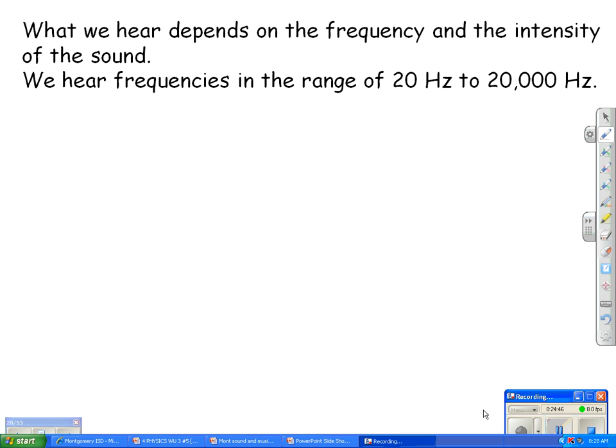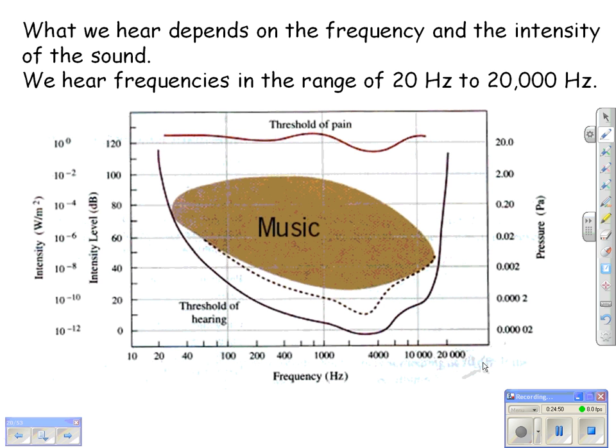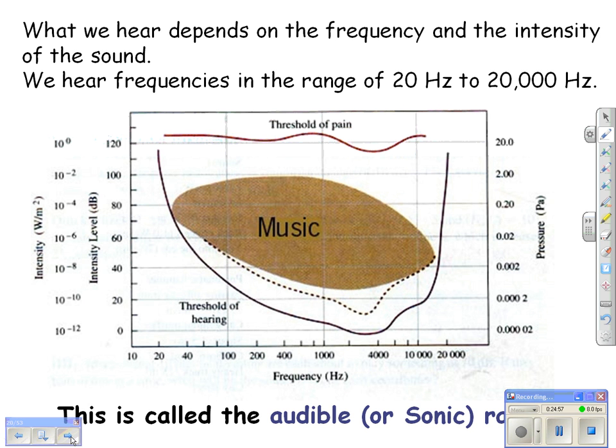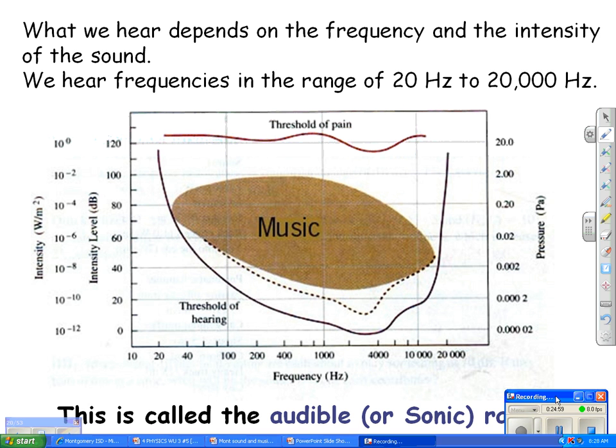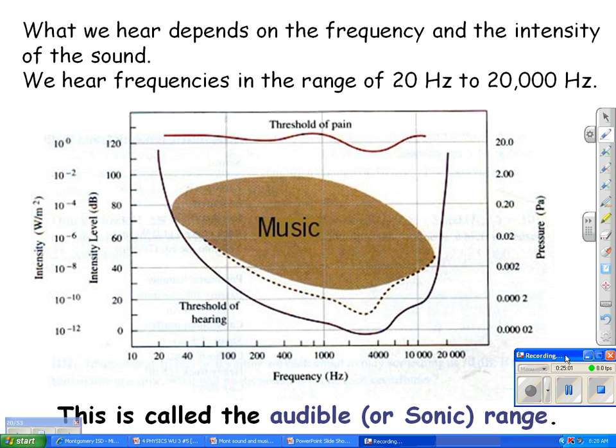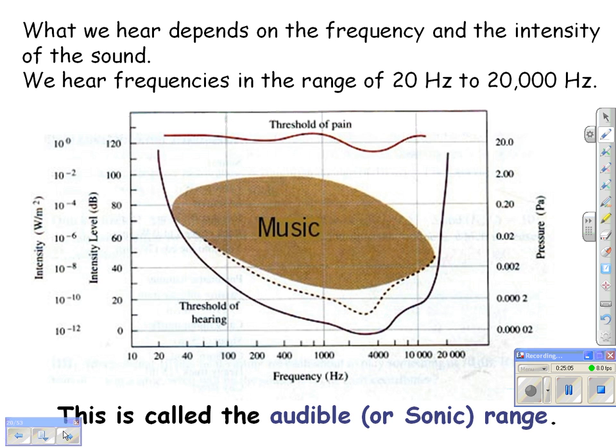What we hear depends on the frequency and the intensity of the sound. We hear frequencies in the range of 20 hertz to 20,000 hertz. That's what most of y'all hear. Mine seems to be a little wider than that. This is called the audible sound range. When we talk about 20 hertz to 20,000 hertz, that's audible or sonic.